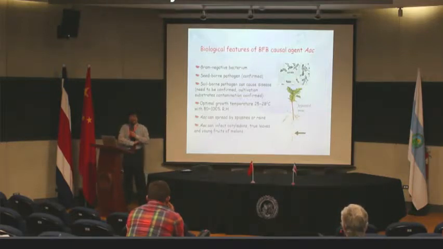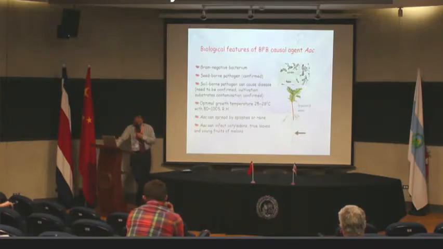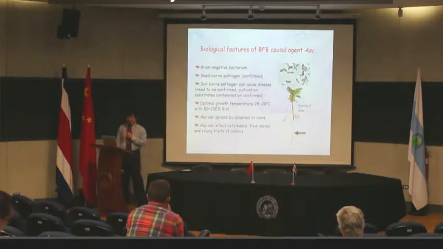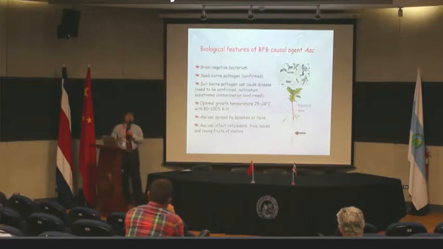And the best living or growth conditions for AAC are a temperature of around 25 to 28 degrees with high humidity, 80% to 100% relative humidity, which means very wet weather conditions. And AAC can spread by splash, rain, or even water.